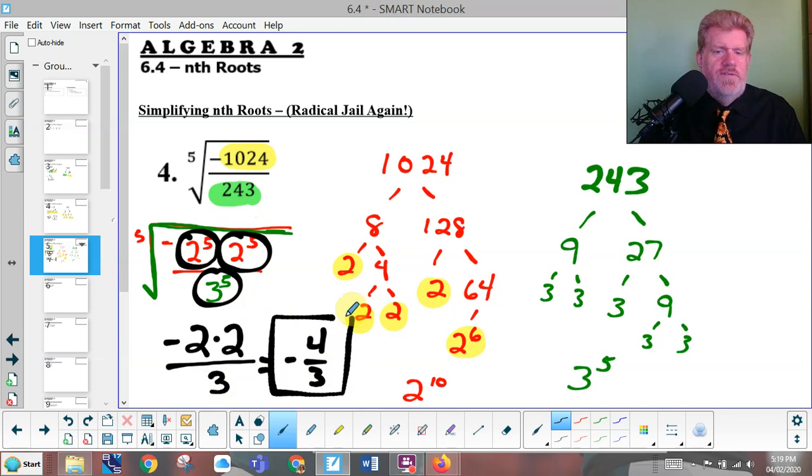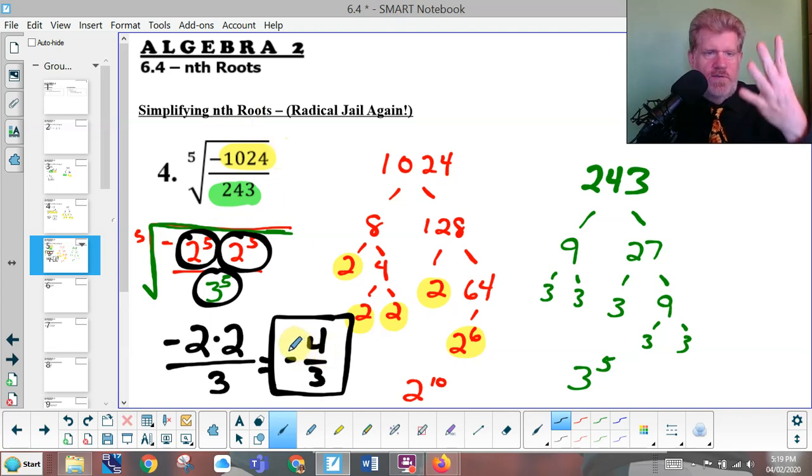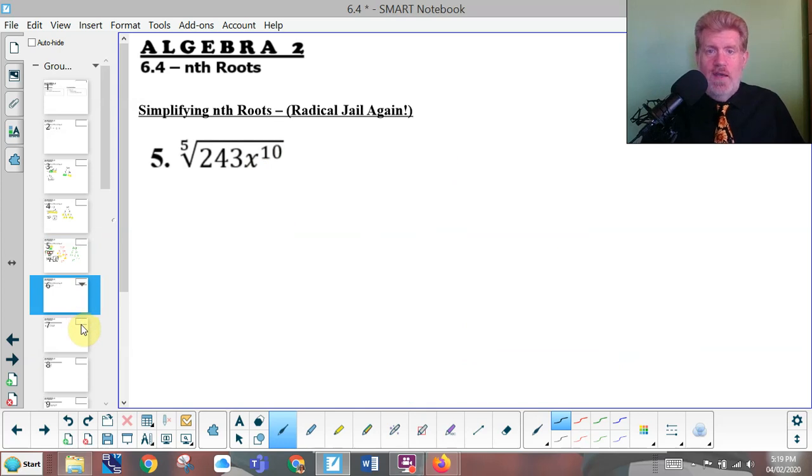There is my answer. So if you take 4 to the 5th power, 4 times 4 times 4 times 4 times 4, it's 1024. If you take 3, 3 times 3 times 3 times 3 times 3, it's 243. So the 5th root of negative 1024 over 243 is negative 4/3. And that is really the whole thing. That's all we're doing, breaking these things up into groups of 5. And we're going to throw some exponents in there, but it's the same principle.